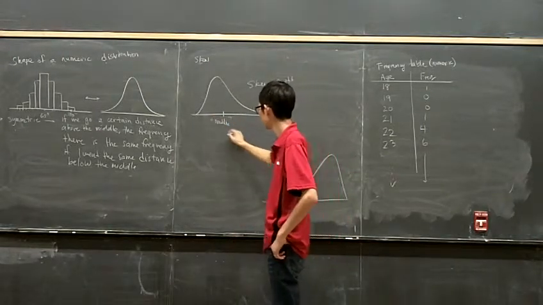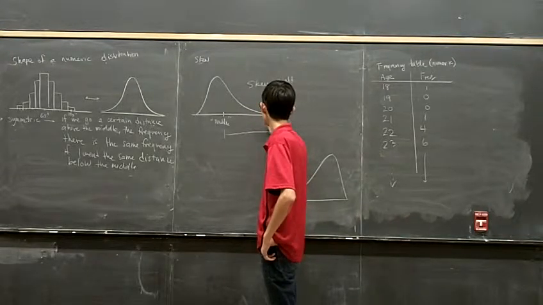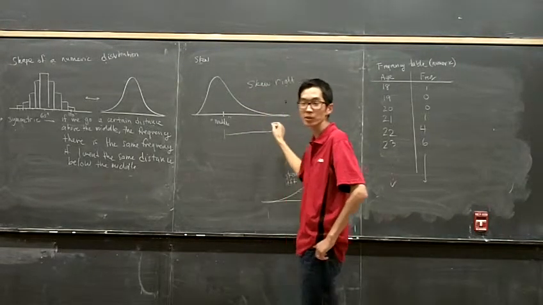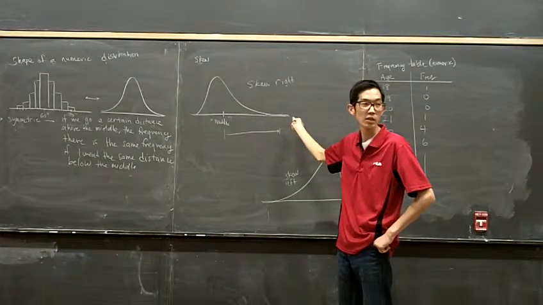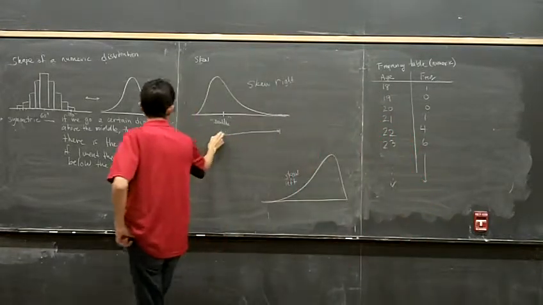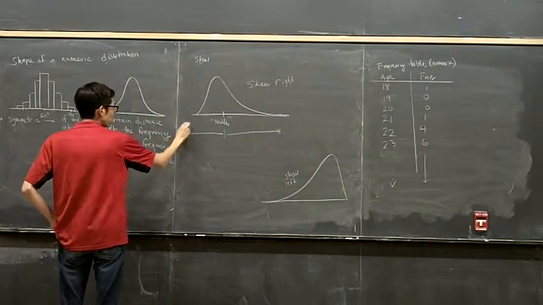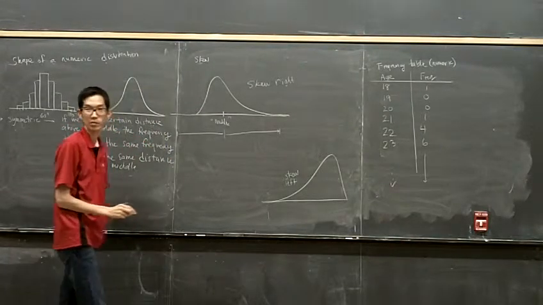And with skew right, what we're saying is that if I went this far out here, I've got some people who are way above the middle. And if I went the same distance down here, I don't have anybody that distance down below the middle.